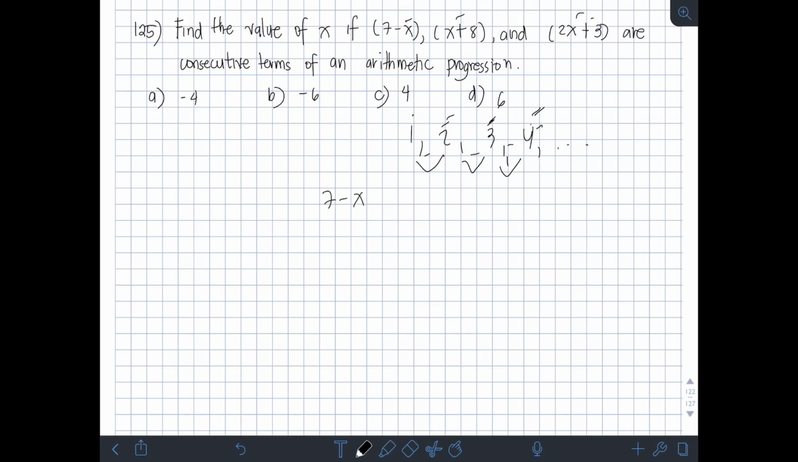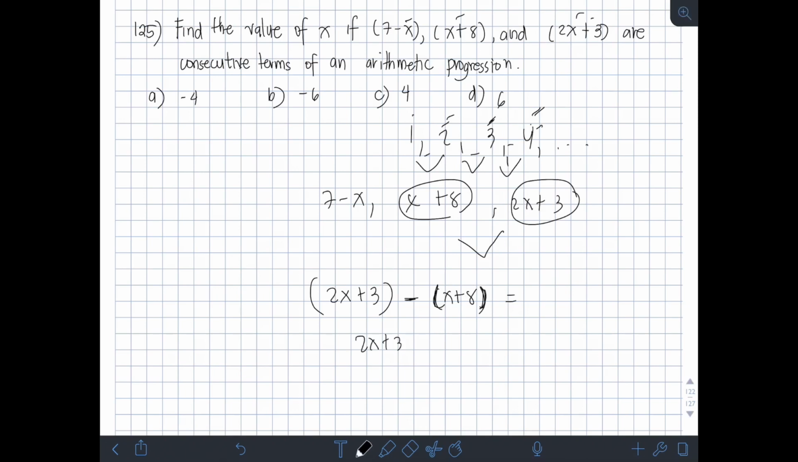So, meron tayong 7 minus x, x plus 8, and 2x plus 3. So, kuhain natin yung common difference nito, tsaka nito. So, ilan? 2x plus 3 minus x plus 8. So, wag nyo kalimutan lagyan ng parenthesis kasi 2 terms siya, and then nagsusubtract tayo. So, equal to saan? So, 2x plus 3 minus x minus 8. So, it is equal to 2x minus x is x, then 3 minus 8 is negative 5, right? So, ito yung common difference nitong dalawang terms.